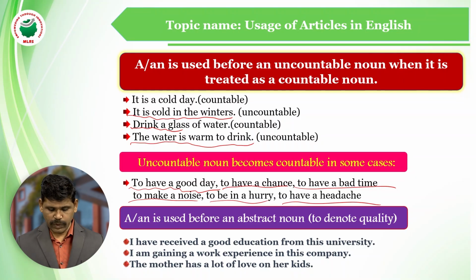A or an is used before an abstract noun. What is abstract? Abstract means something that does not appear physically. Example, I have received a good education. What is here? A good education. I have received a good education from this university.